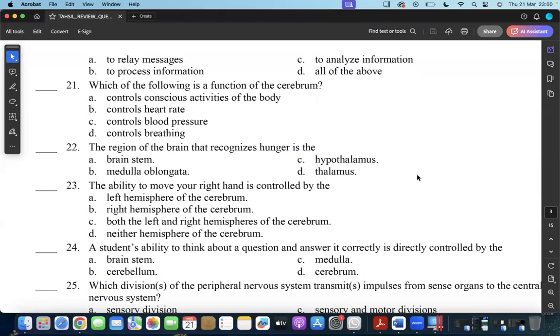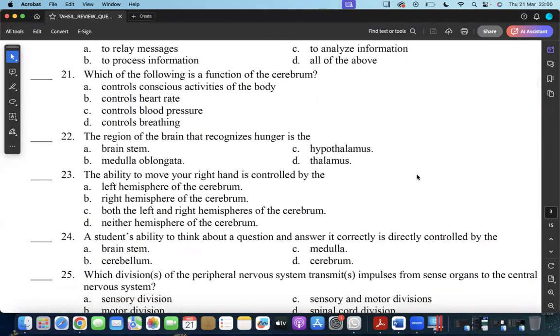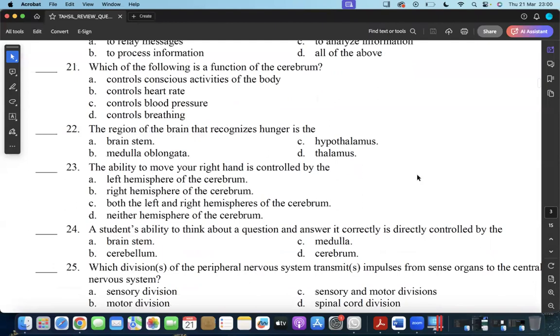Hello, everybody. So now we're moving on to question number 21. Question number 21 says, which of the following is a function of the cerebrum?